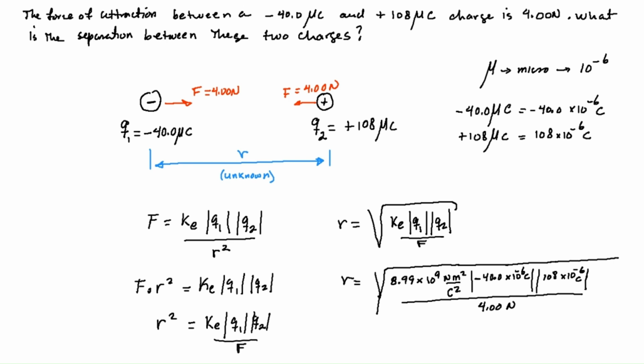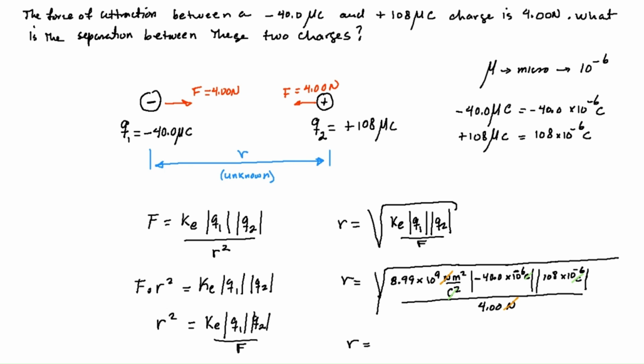So when now we work with all these numbers to solve this equation, you can find the distance of separation. Of course, remember that you will cancel the newtons that you have here with these newtons. You will cancel out these Coulomb squares with this Coulomb times this Coulomb. The absolute value of negative 40.0 times 10 to the negative 6 will be 40.0 times 10 to the negative 6, so positive 40.0.